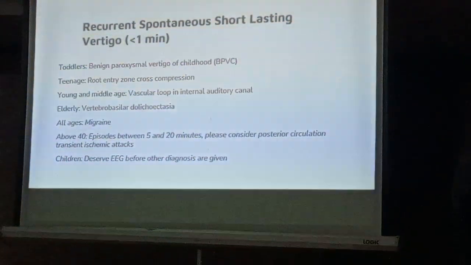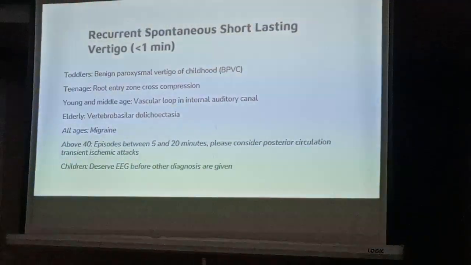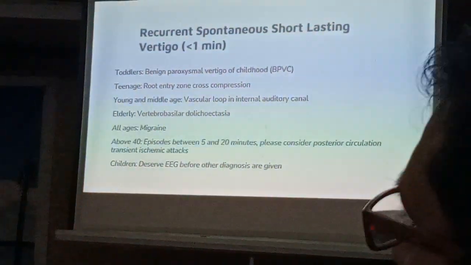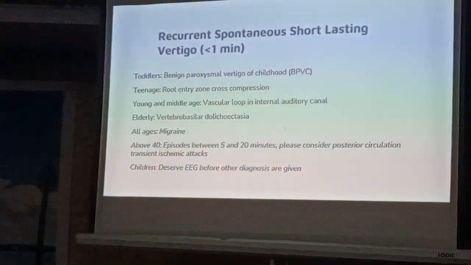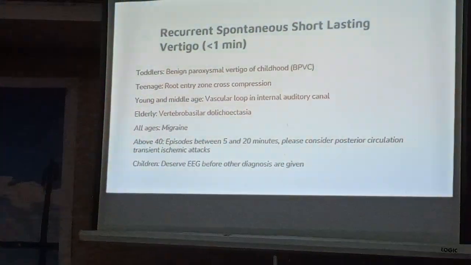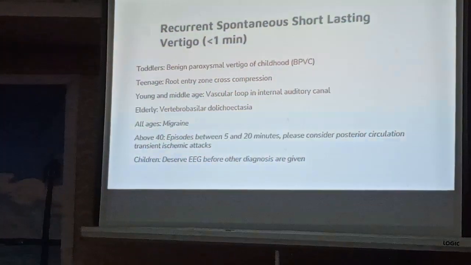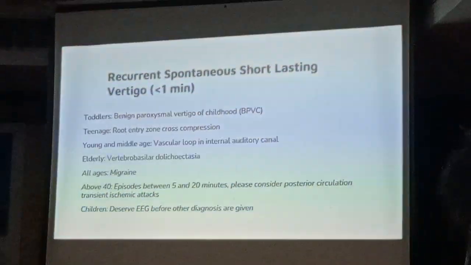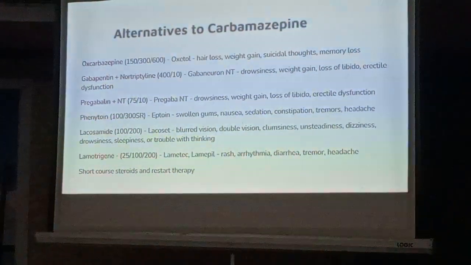As soon as sir said carbamazepine, people in the audience said, sir, we don't want to give carbamazepine, or what if the patient does not respond to carbamazepine? Then one of the neurologists suggested alternatives. Before I go to the next slide, in all these age groups also think of migraine. And above 40, again, transient ischemic attacks are a differential diagnosis. So these were the alternatives to carbamazepine that she suggested.